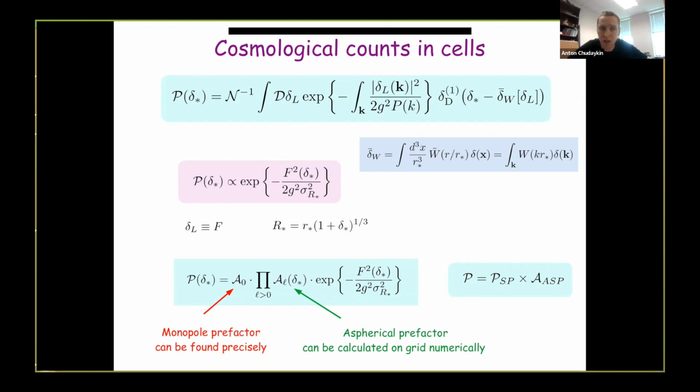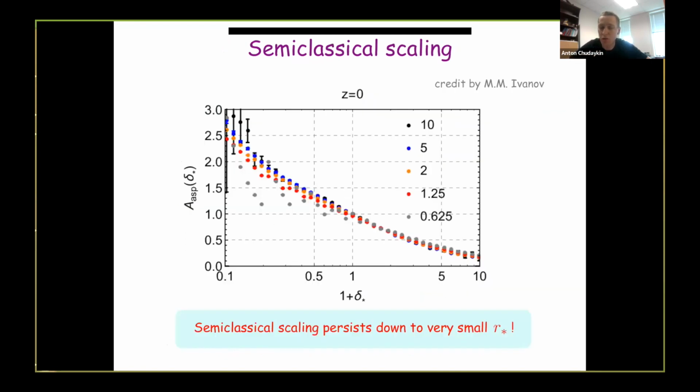It takes the exponential form. And of course, one also has the perturbation on top of the solution, which modifies this scenario a bit, and it boils down to the following prefactor in front of the exponent part. The monopole part can be calculated precisely, because we know the model for the spherical collapse, but the aspherical prefactor can be calculated numerically, and it was done rigorously only recently in 2019 by Misha, Sergei Sibiryakov, and Sasha Kaurov.